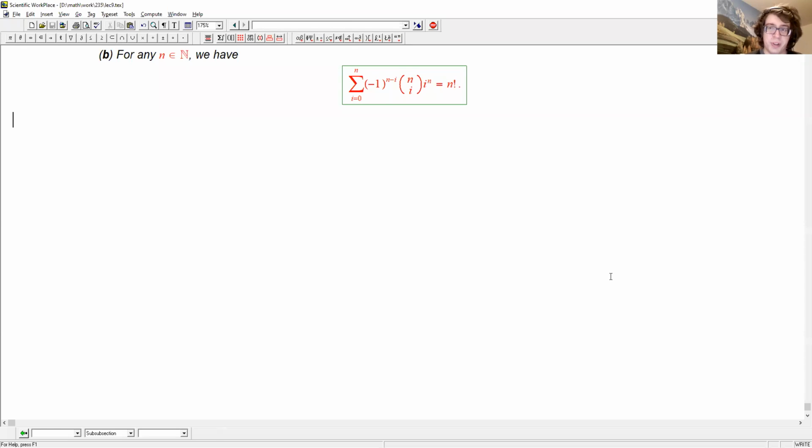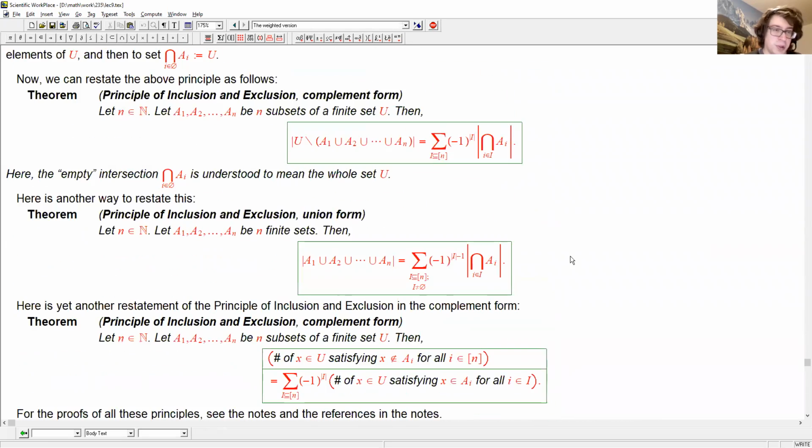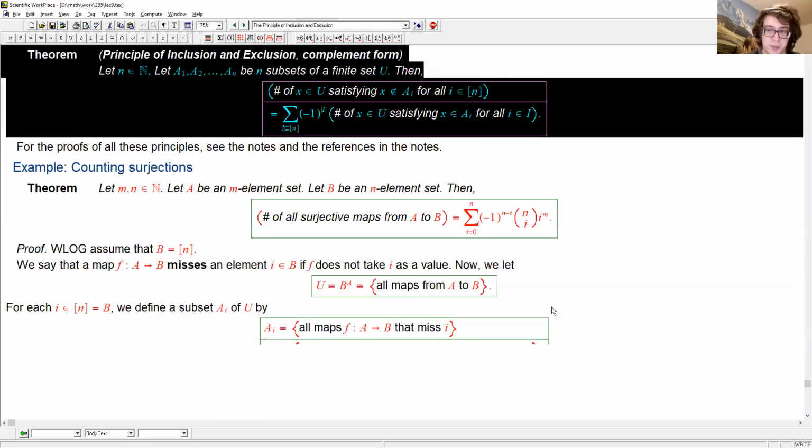Finally, let me talk a bit about variants of the principle of inclusion and exclusion. Sometimes these variants are more useful. So most importantly, here is the weighted version. So in the principle of inclusion and exclusion, let me again use this form.